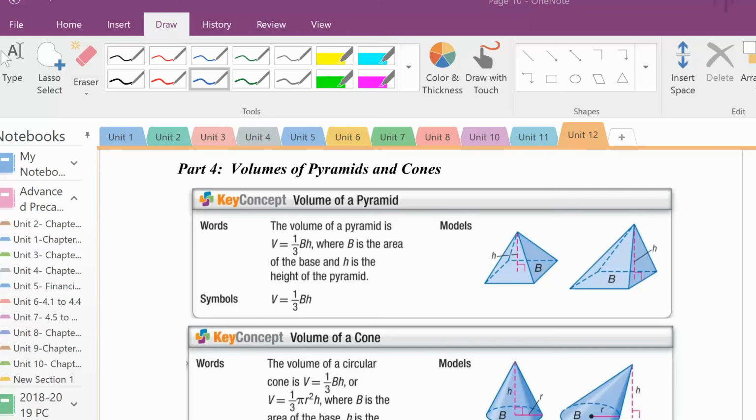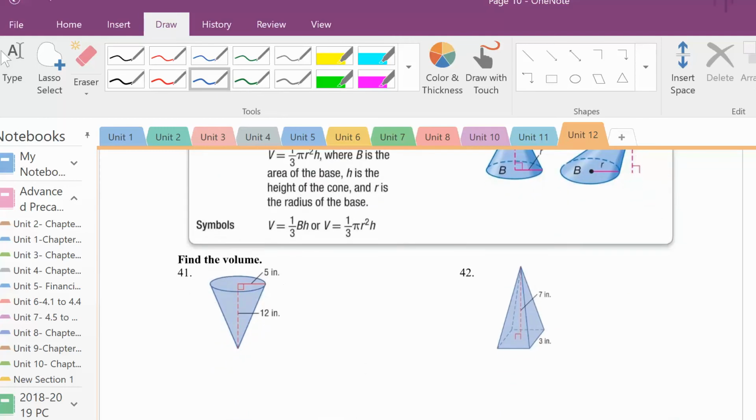Remember, last time for a prism, the volume was base times height. The reason pyramids are 1/3 base times height is that if you filled up a pyramid and a prism with the same dimensions, it would take 3 fills of the pyramid to get the volume of the prism, because there's only one base in a pyramid. So it's 1/3 base times height.